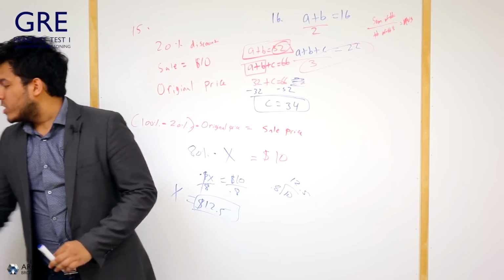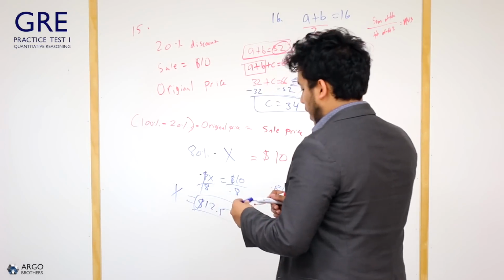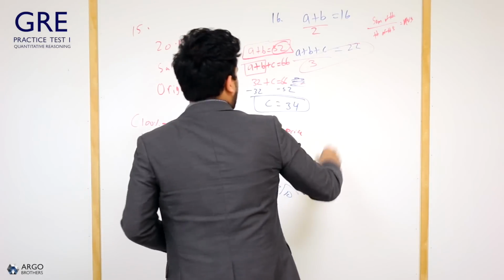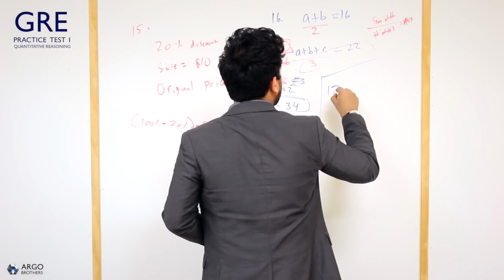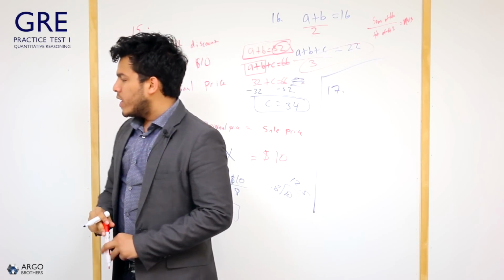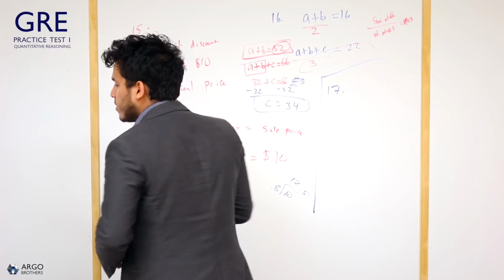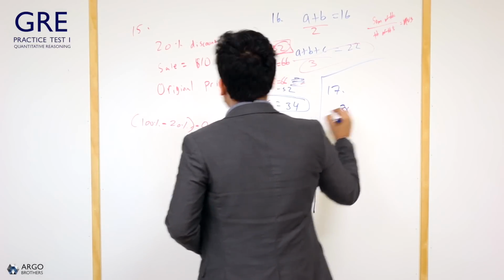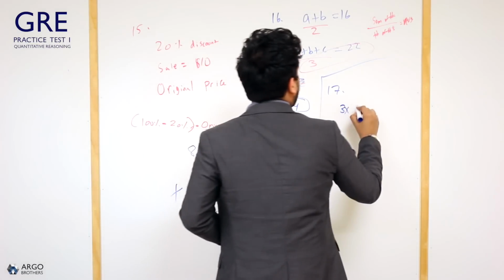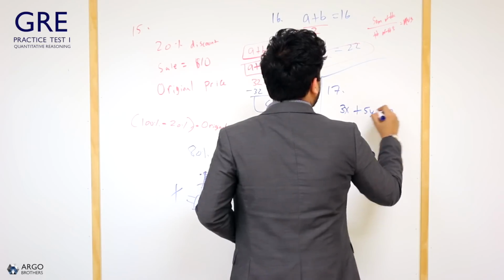Let's look at question number 17. Do we have space on this board? Yeah, I'll cram it in. Hopefully it's not too messy. Question number 17 reads, which of the following is the slope of the line perpendicular to the line 3x plus 5y is equal to 10?